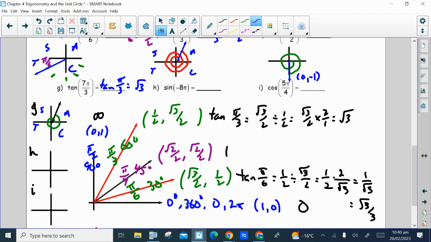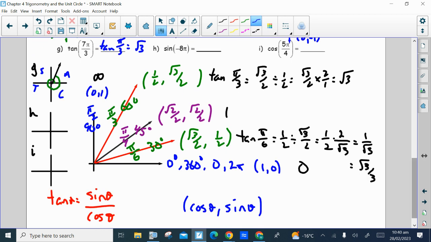Question H, the sine of -8 pi. So the negative means we're going clockwise, 8 pi's. And remember, pi is halfway around the circle. Another way of looking at it, 8 pi's is the same as 4 complete rotations. That's right, because every 2 pi, you're going to do 1 rotation. So if you go 1 rotation every 2 pi, you have 4 rotations to go 8 pi's.